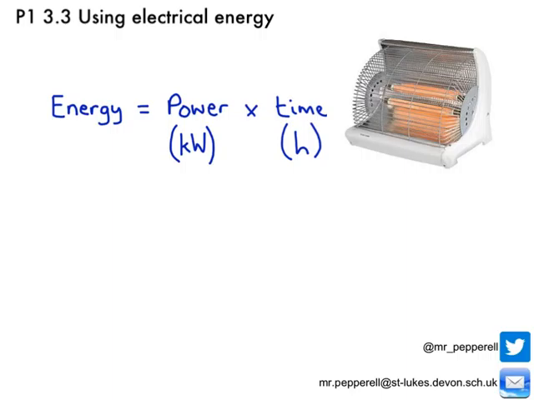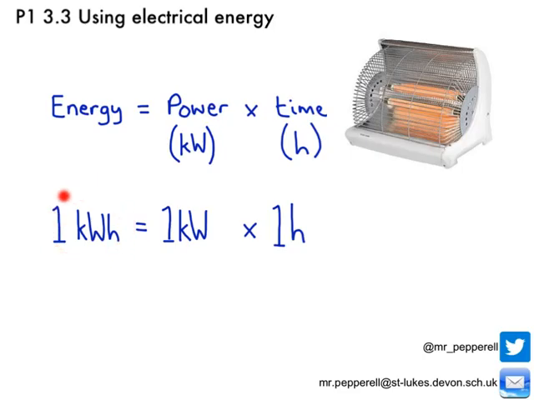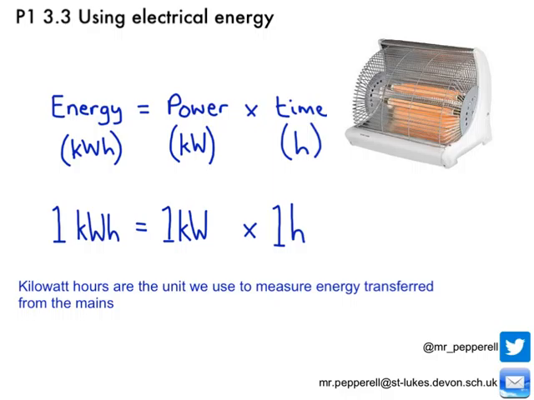If we use a 1 kilowatt heater for 1 hour, we've used 1 kilowatt hour of energy. That's what we've got here, 1 kilowatt hour of energy. So a 1 kilowatt heater used for 1 hour uses 1 kilowatt hour of energy. When we're talking about the amount of energy transferred from the mains, we use the unit kilowatt hours. Kilowatt hours are the unit we use to measure energy transferred from the main supply.